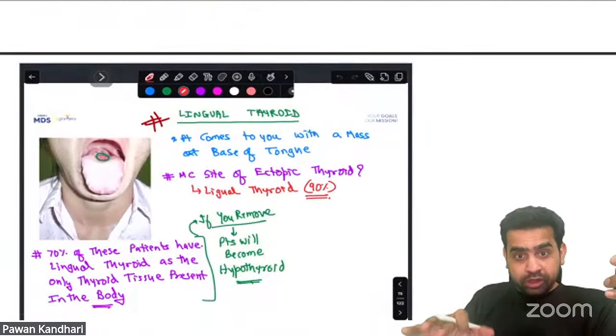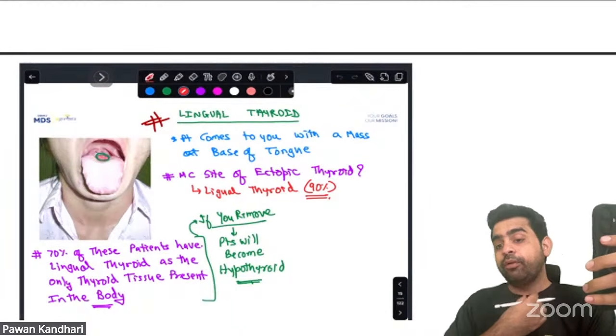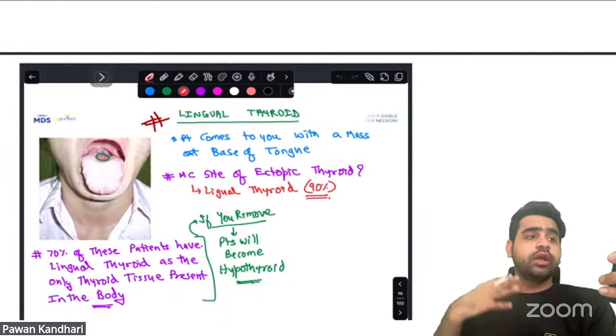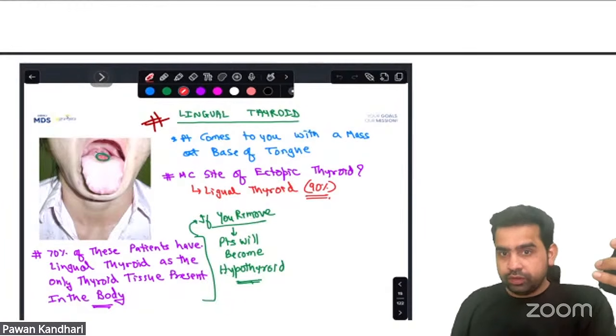Okay, so now your job is to read this particular topic in detail, because I think they were fed up of asking about the thyroglossal cyst. They thought of asking about some new topic, and then they have taken up lingual thyroid as one of the things over here. Okay, so I hope you understand this particular point.